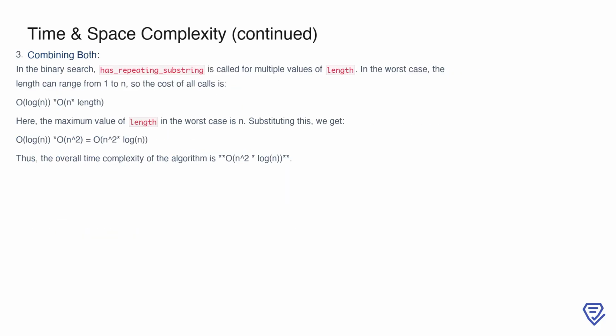Now, combining the two components, the binary search calls has_repeating_substring multiple times for different substring lengths. In the worst case, the substring length can range from 1 to n, multiplying the number of binary search iterations, which is O(log n), by the cost of a single has_repeating_substring call, which is O(n * length). We get a combined complexity of O(log n) * O(n * length). Substituting the maximum value of length as n in the worst case, this simplifies further to O(log n) * O(n squared), which equals O(n squared * log n). Therefore, the overall time complexity of the algorithm is O(n squared * log n).